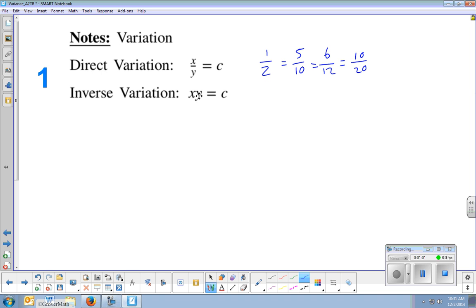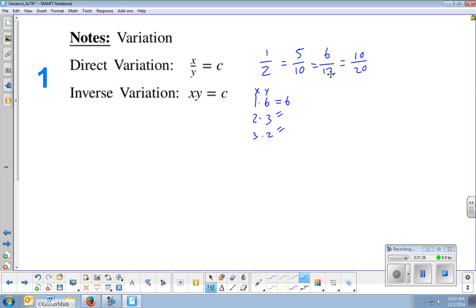Inverse is more just to multiply x times y equals some constant. Like 1 times 6 equals 6. When x is 1, y equals 6 because they multiply to 6. When x is 2, y is going to have to be 3 because 2 times 3 equals 6. When x is 3, y is going to be 2 because they have to multiply to 6.